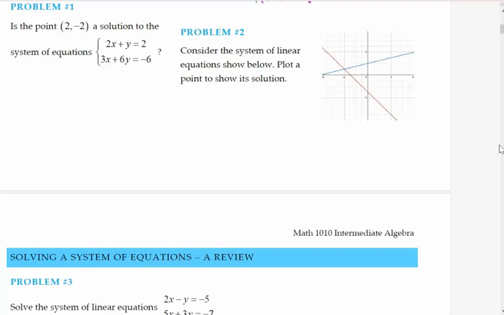Okay, so on this first problem, we're trying to find out: is this point a solution to the system of equations? Does anybody have an idea of how we would determine if this point is a solution? What could we do here?